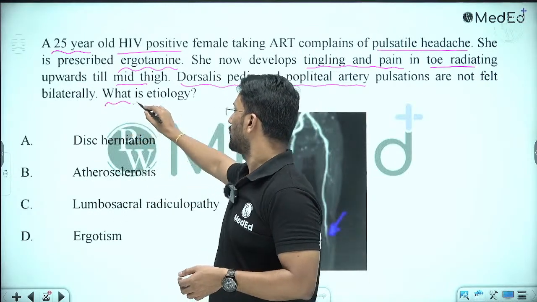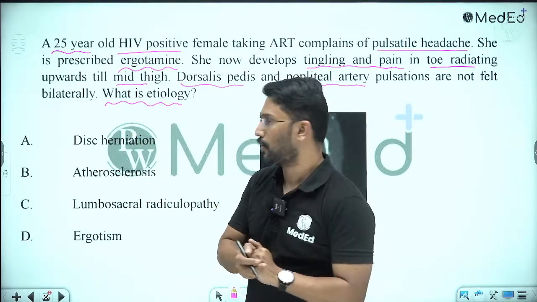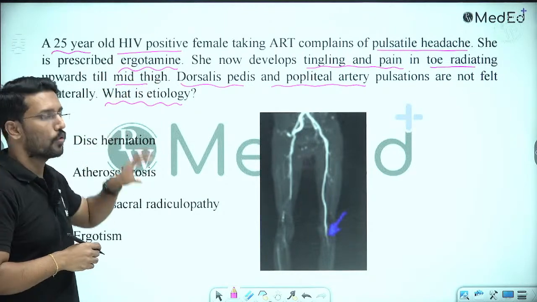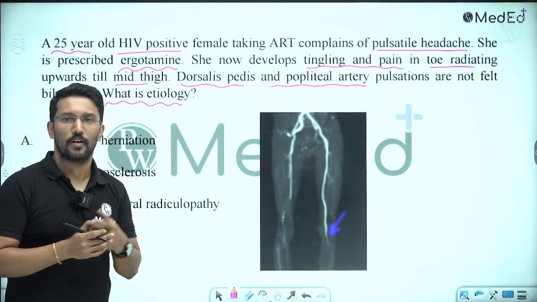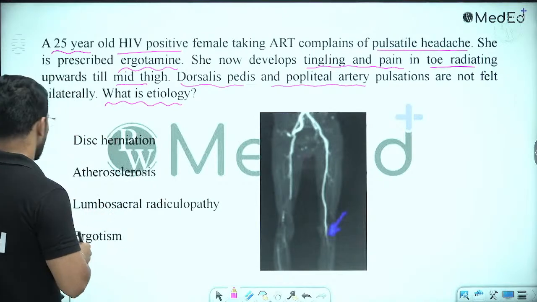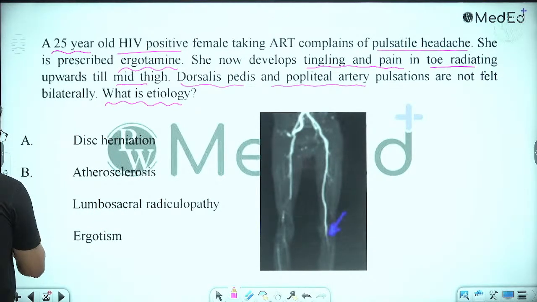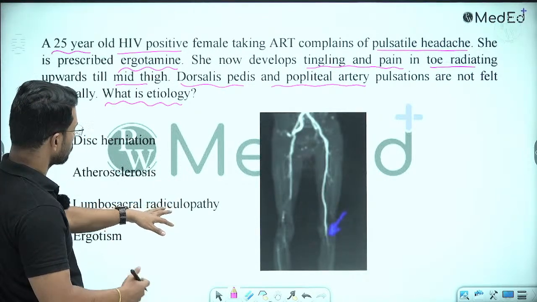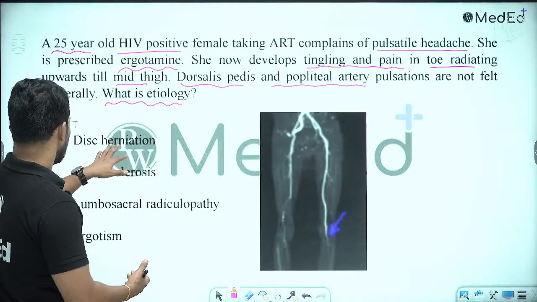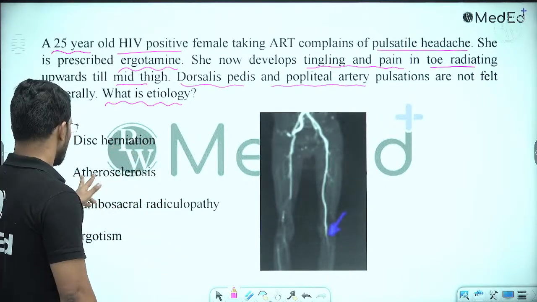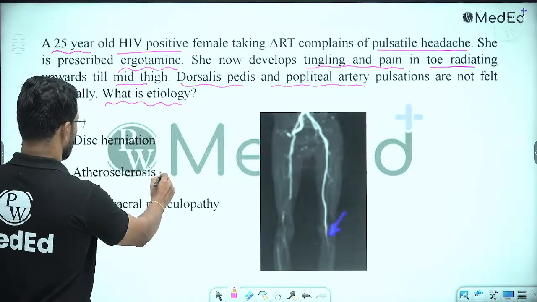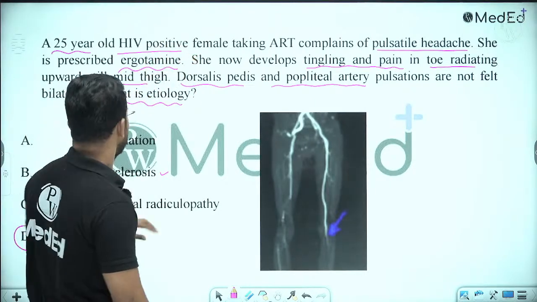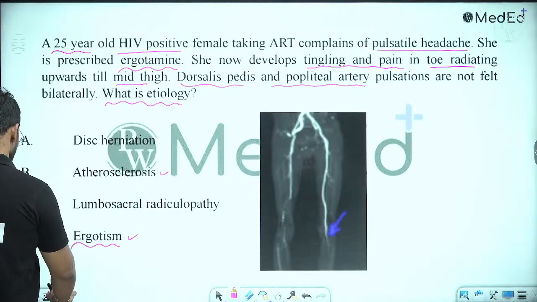What is the etiology, right? What has she received? Ergotamine is what she has received. Now ergotamine is known to cause the occlusion of the blood vessels, and we call that ergotism, and that will be the answer. In case of lumbosacral radiculopathy, there will not be absence of the pulsations, right? In disc herniation, there will not be absence of pulsations. Atherosclerosis, yes, that can be, it is a possible option, but I'm going ahead with ergotism because ergot is known to cause it, the context fits into it. So we are choosing option D over here.